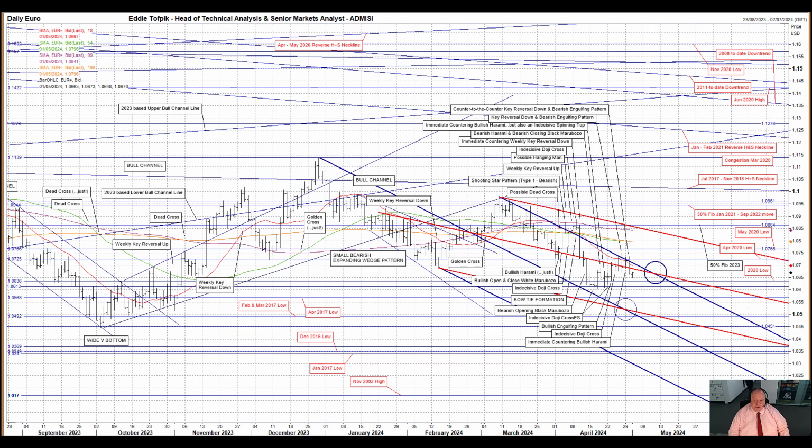Euro-dollar. A counter-to-the-counter key reversal down and bearish engulfing pattern yesterday after the previous session's immediate countering bullish harami. Prices tested once again the topside dark blue highlighted upper tine, currently at 107.09, of the late December 2023 to mid-March 2024 bearish Andrews pitchfork, and the April 2020 low at 107.25, as well as down below to the bright red middle tine, currently 106.86, of the bearish shift pitchfork, for the same move as the bearish Andrews pitchfork.